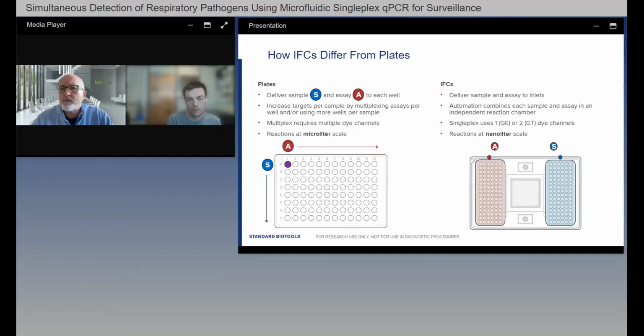As a point of reference, we utilize integrated fluidic circuits, which automate the assembly of PCR reactions. Now, most people are familiar with 96 or 384 well plate setups, where you add all components of a PCR mix to each individual well.